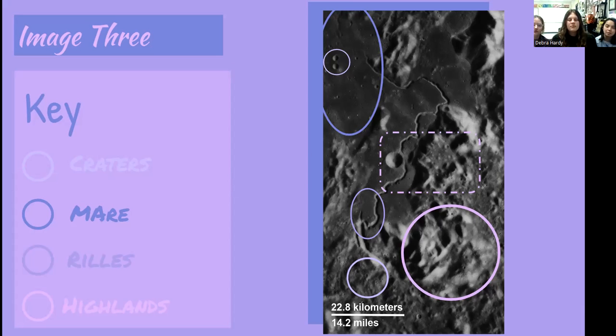So this is one of my favorite images because, as you've pointed out, there's so much geology here. And you did a great job of talking about the relative ages of these features and explaining why. So that was really good. Well done on that.